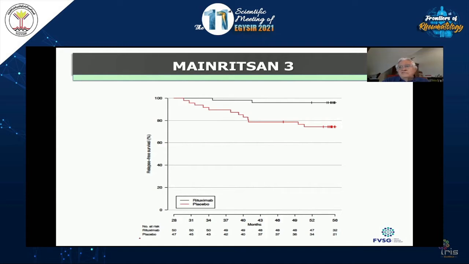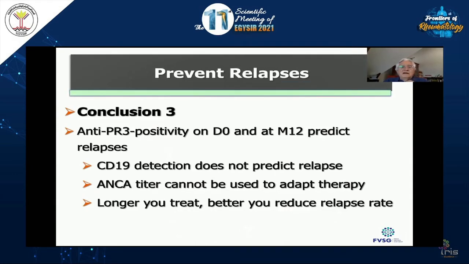And of course, it could be an incentive to keep patients on treatment with rituximab for life, or for a very, very long time. But to treat patients for life can induce also some side effects. And I will come back on that point. Anti-PR3 positivity at day 0 and then 12 predict relapse. CD19 detection does not predict relapse. ANCA titer cannot be used to adapt treatment. And the longer you treat, the better you reduce the relapse rate.